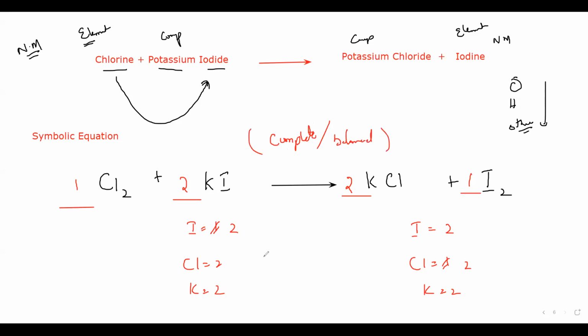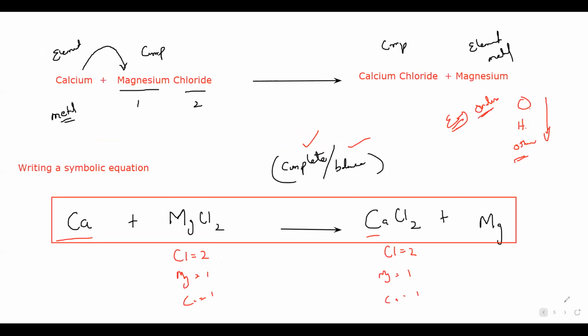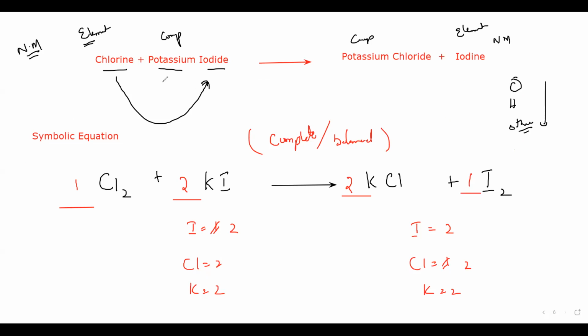Is it clear, this example? So if an element reacts with an element, it will form a compound. If an element reacts with a compound, it will form a compound and an element, and that depends. If the element is a metal, then it will replace the first part. If the element is a non-metal, it will replace the second part.